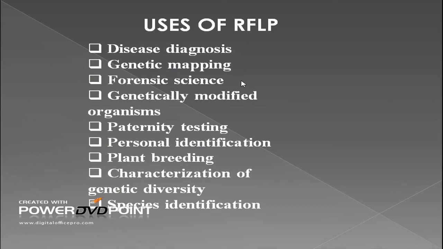Forensic science: in forensic science, the DNA fingerprinting technique is used, which is RFLP, for the identification of the suspect of the crime. Also genetically modified organisms, paternity testing to trace the ancestry, personal identification, plant breeding programs, and characterization of genetic diversity. Also RFLP is used for species identification.